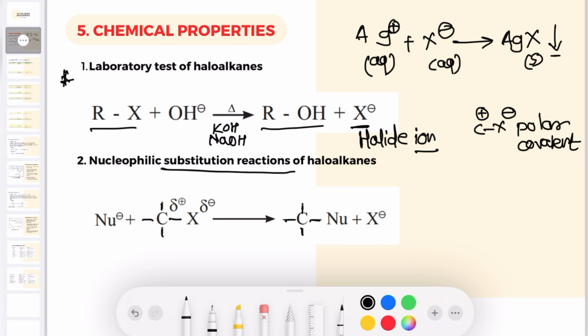Alkyl halides react with a variety of nucleophiles to give nucleophilic substitution reactions. The reaction is represented in a general way with the nucleophile Nu. This is our polar alkyl halide compound in which carbon is partially positive and X is partially negative. Then the nucleophile replaces the halogen, forming the product, and the halide X is given out.